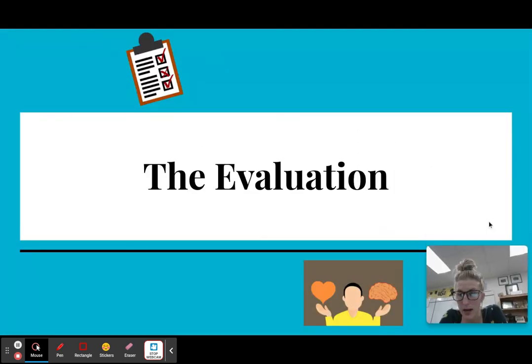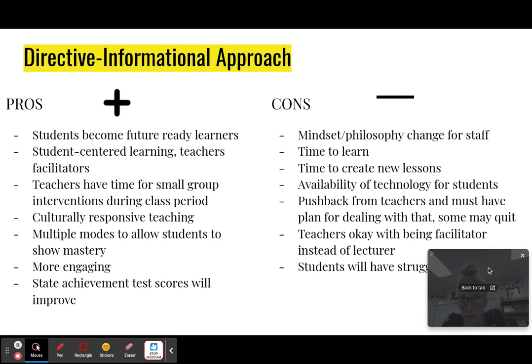Evaluation of my choice. Pros: students will become future-ready learners. They're going to have student-centered learning, and teachers are facilitators. That's the shift we're going to in education. Teachers have time to work in small groups and intervene with students that are not understanding during class.